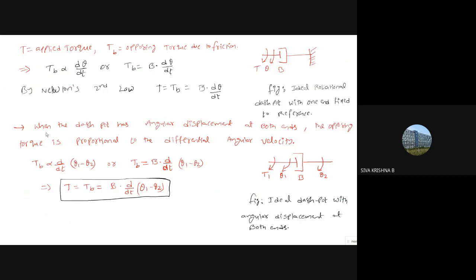Next here for the torque. Similarly, if the displacement is, I mean, if the dashpot has both ends displaced, and one end is fixed, two types are here, right?